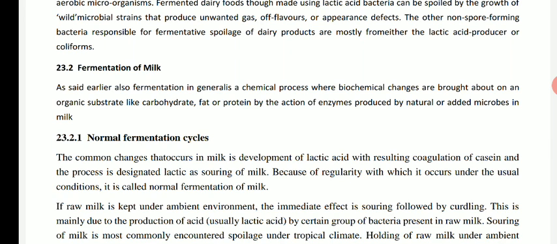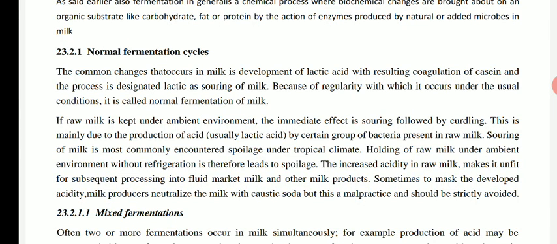So as said earlier, fermentation is the generalized chemical process where biochemical changes are brought about to an organic substrate like carbohydrates, fat or proteins by the action of enzymes produced by natural or added microbes in milk. So as we have seen earlier, it is a biochemical process where microbes produce enzymes, and those enzymes alter the milk as well as other products. They turn the basic substrate present in milk, like carbohydrate, to some other form, as well as fat and protein, and they bring about chemical or biochemical changes.